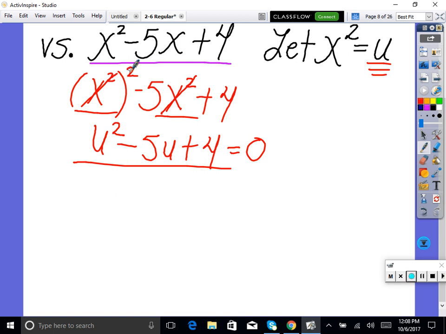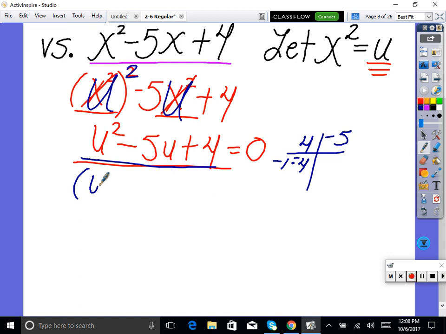No, look, this was x squared squared, so only x squared becomes a u. Do you see how that's a u and a u? Okay, awesome. Let's factor this. What multiplies to be 4 and adds up to be negative 5? Negative 1 and negative 4. Very good. Now, can I quick factor this u quadratic? Yep. So u minus 1 times u minus 4.